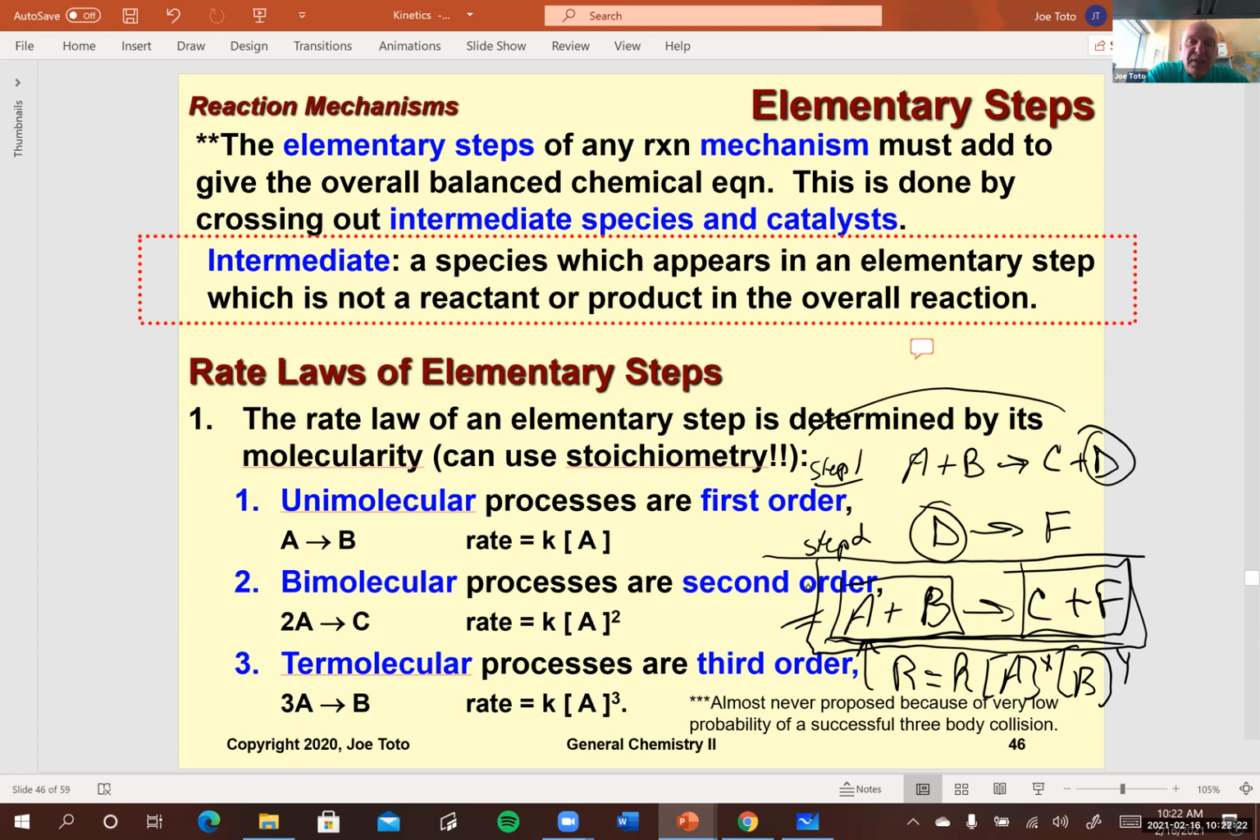This new stuff over here is the mechanism. And one thing a mechanism has to do is add up to give you the overall reaction that this mechanism is supposed to describe. And in this case, we see the definition of an intermediate, something that's produced in one step and then consumed in another, so you never even know it was there. Any questions on what an intermediate is?